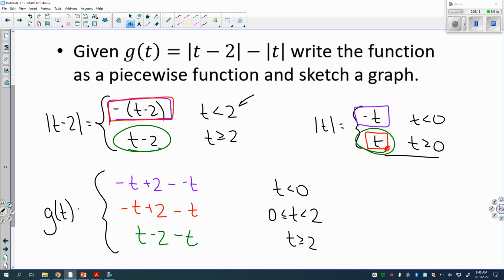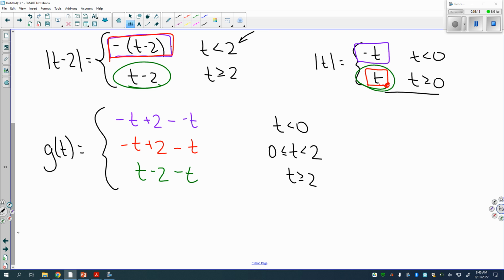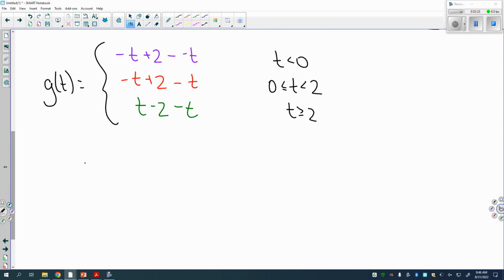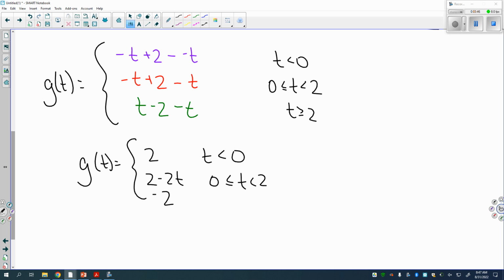As a piecewise function, I'm going to clean this up a bit to make it look nicer. So g of t equals, this top one up here just simplifies down to 2. This middle one that I have in red simplifies down to 2 minus 2t. And the bottom one in green simplifies down to negative 2. Once I've cleaned it up and it looks nicer, I can go through and sketch a graph.